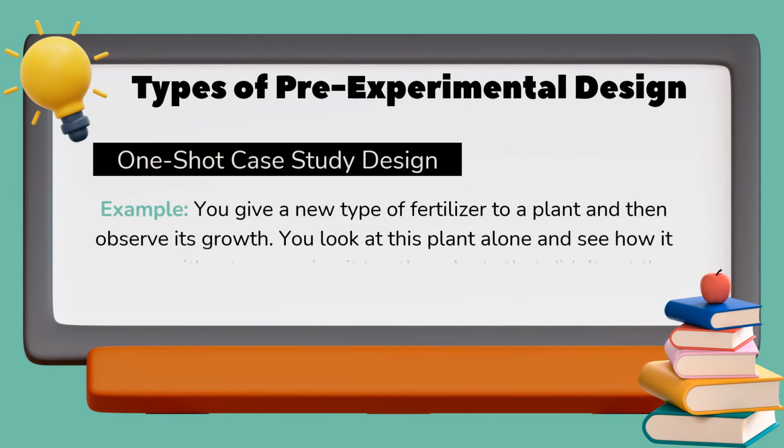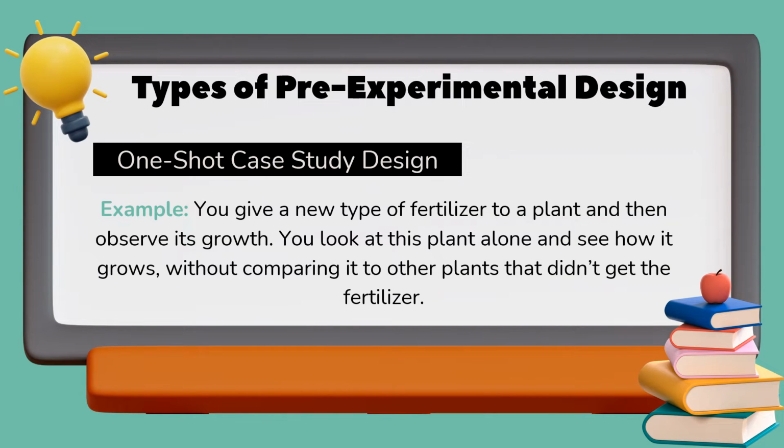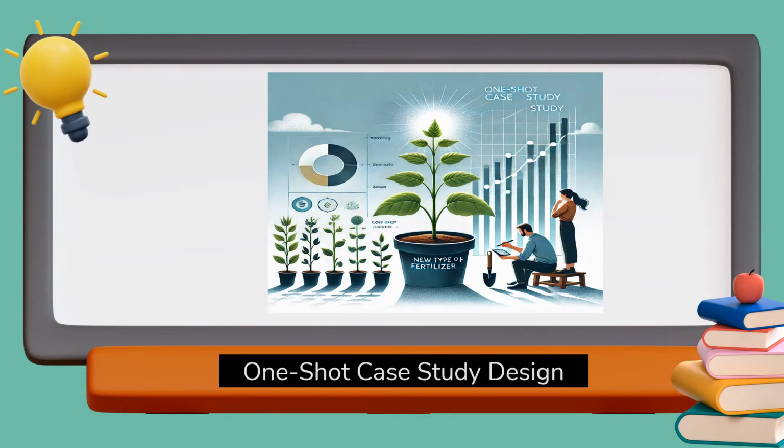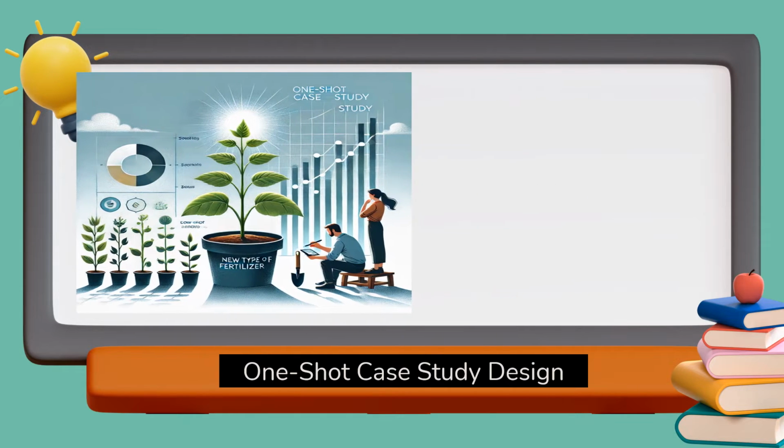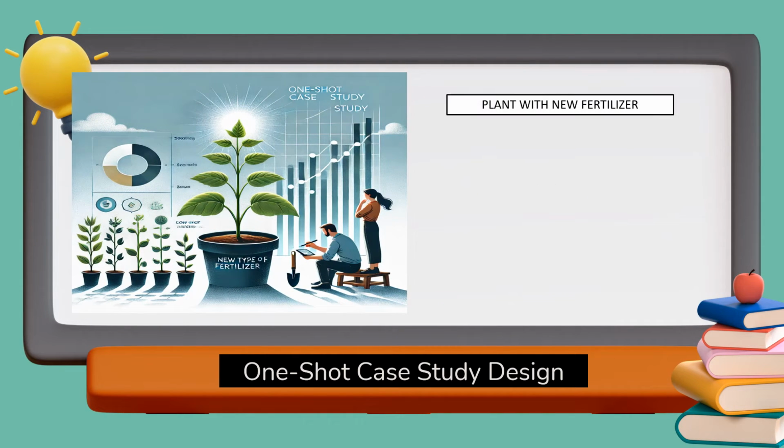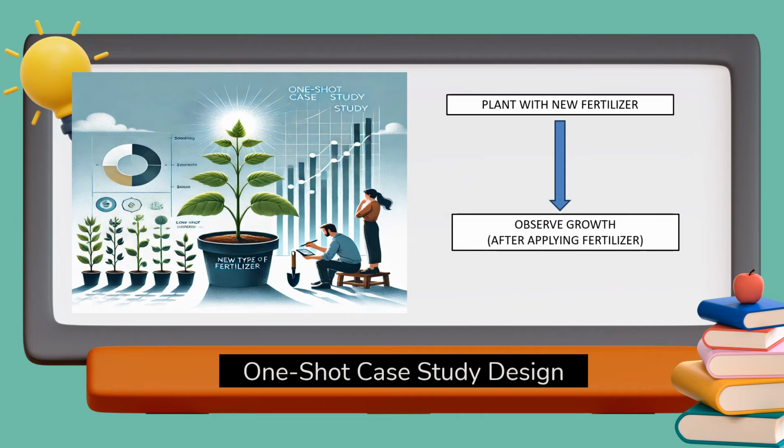Example: you give a new type of fertilizer to a plant and then observe its growth. You look at this plant alone and see how it grows without comparing it to other plants that didn't get the fertilizer. In this design, you only look at this one plant after you give it the fertilizer. This illustration shows that a single plant is given a new type of fertilizer, and its growth is observed without comparing it to other plants.